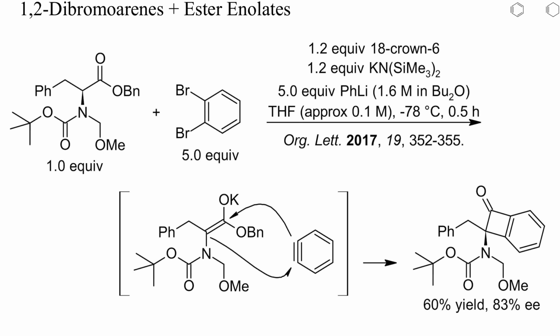Arynes can undergo 2+2 cycloaddition to electron-rich alkenes, including enolates. Here, benzyne was generated at low temperature by lithiation of 1,2-dibromobenzene with phenyllithium. The aryne then added to an amino acid enolate. Interestingly, the final product hadn't racemized completely, and the enolate thus retained some of the stereochemical information.